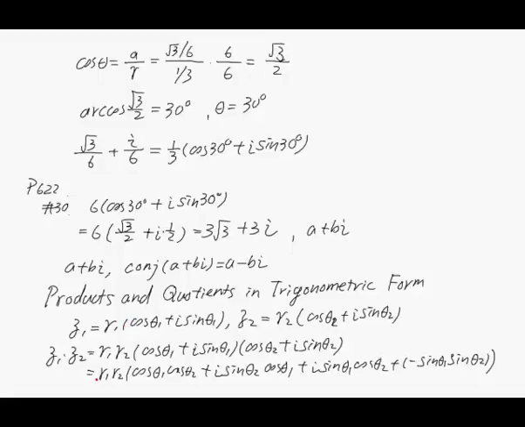Now let's see. You have the cosine theta 1 times cosine theta 2 minus sine theta 1 times sine theta 2. Let me put this here.